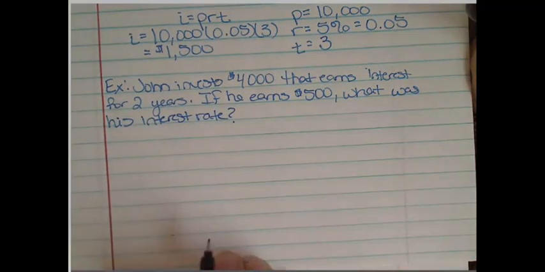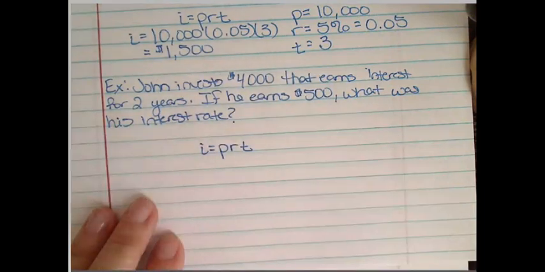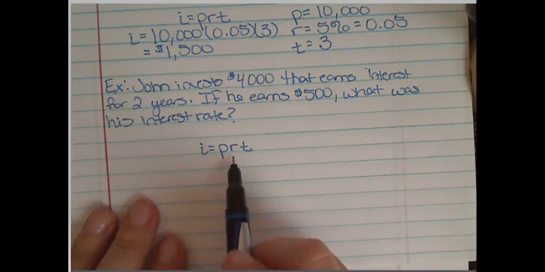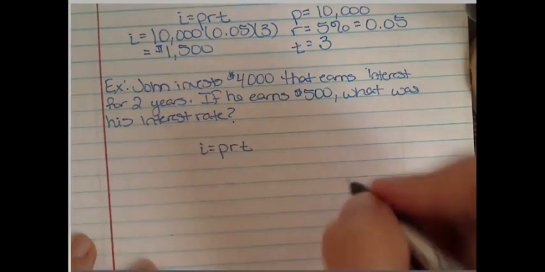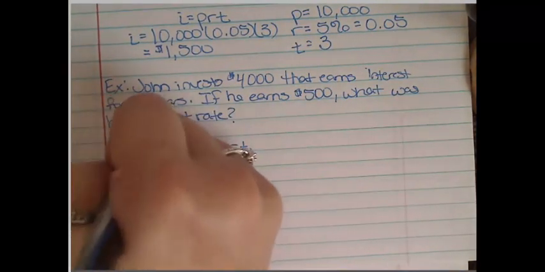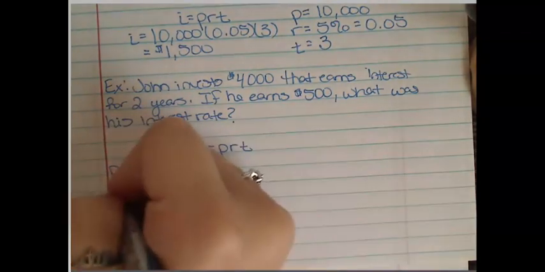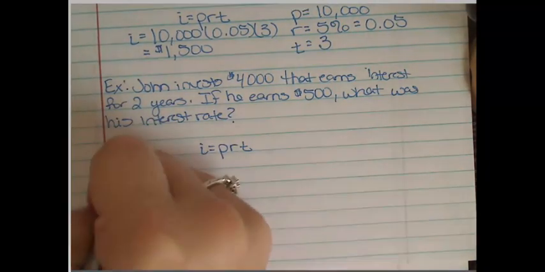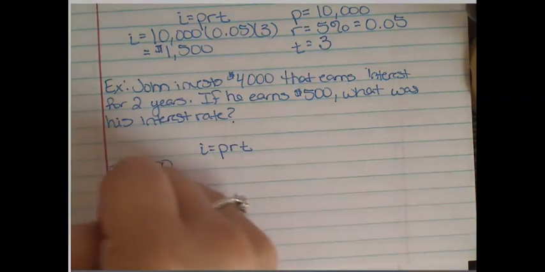Okay, again, this is going to be a simple interest problem. We're going to have our I equals PRT, but this time we know what our I is. We don't know what our rate was. And that's okay. We still just have one unknown thing, so we can still solve for that. So in this problem, our P was $4,000. He invested $4,000. Our T was 2 years. Our R, we don't know. That's what we're going to find out. And our interest was $500. He made $500 after 2 years.